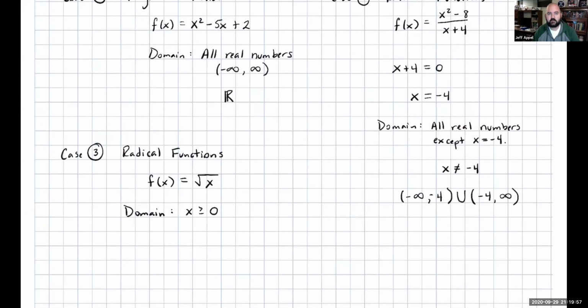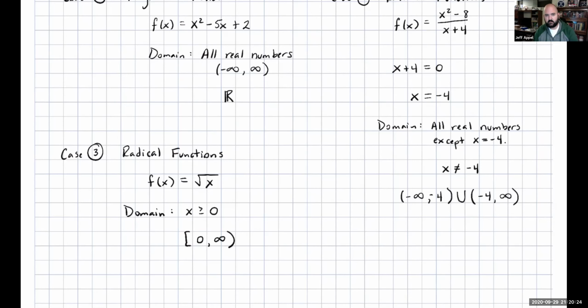And again, don't worry about these too much. You're not really going to encounter these yet. This is more of a preview than anything else. So your domain is x is greater than or equal to 0. Or if you wanted to express that in interval notation, that would be from 0 with a bracket on it up to infinity.